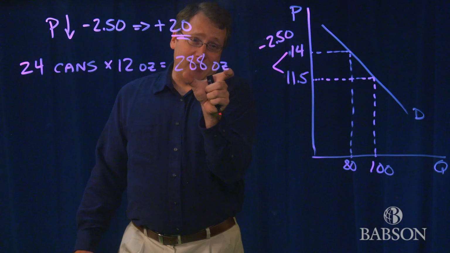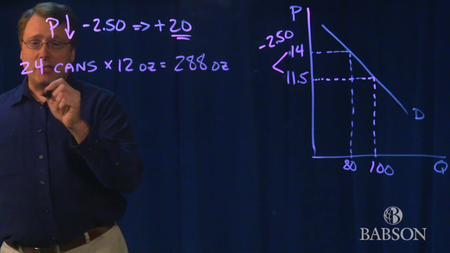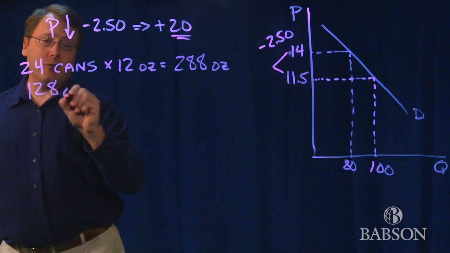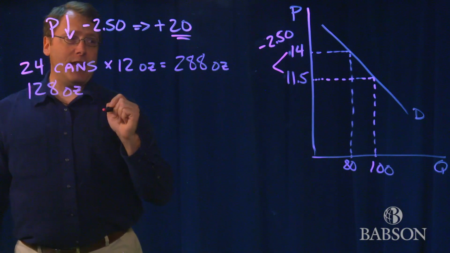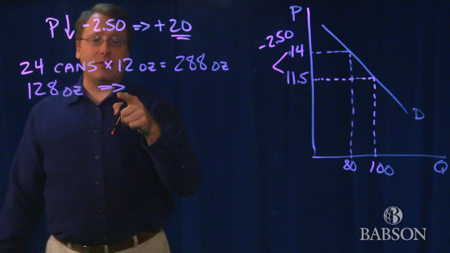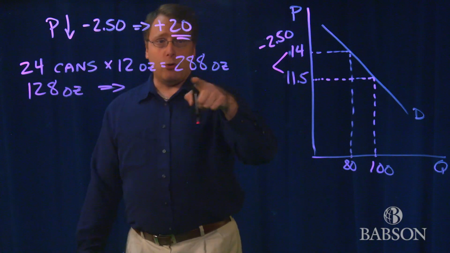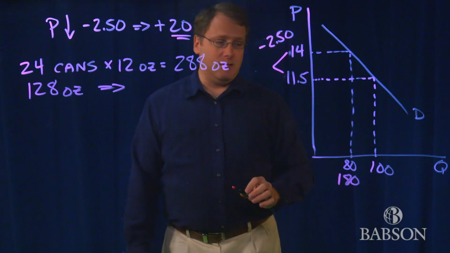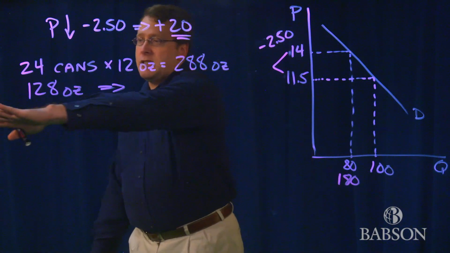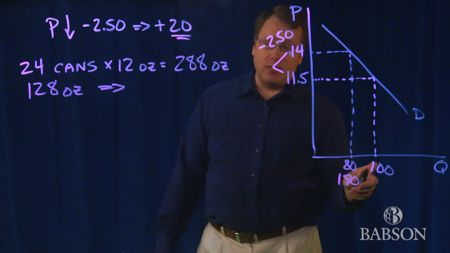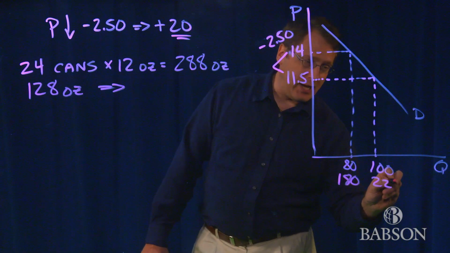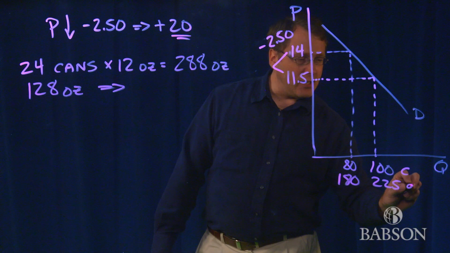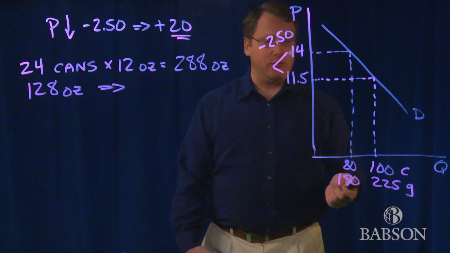But that doesn't help us, right? That's ounces. And how many ounces in a gallon? What we see is that's 128 ounces in 1 gallon. That then would lead us to having a total here of 288 is now 180 gallons. Now, in terms of the 100, that's 225 sort of gallons. So these are in cases, and this is in gallon terms.